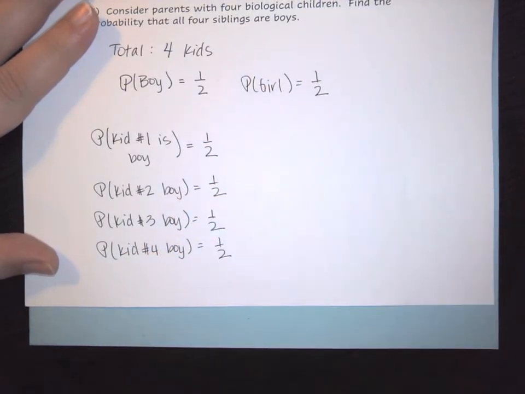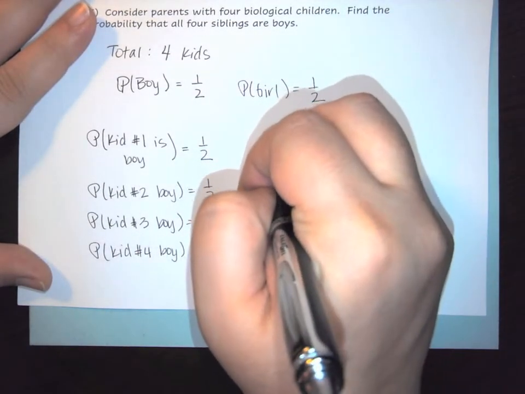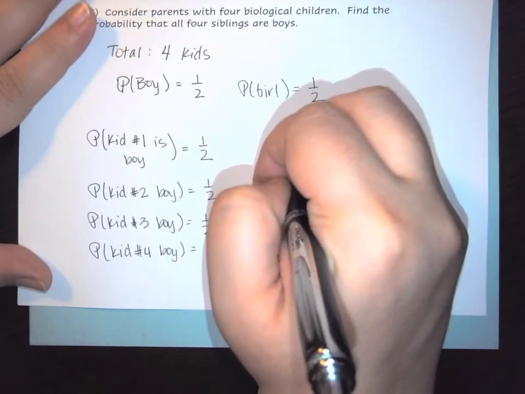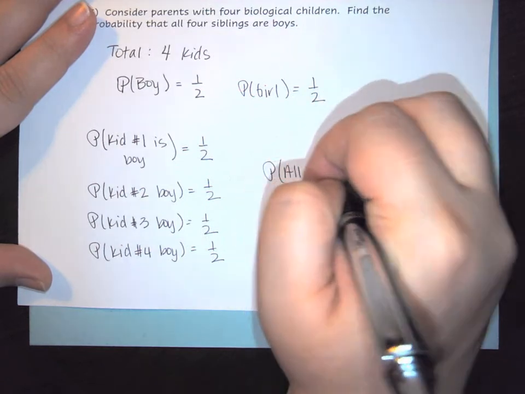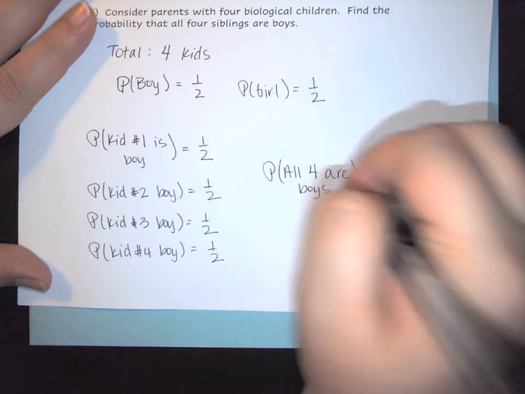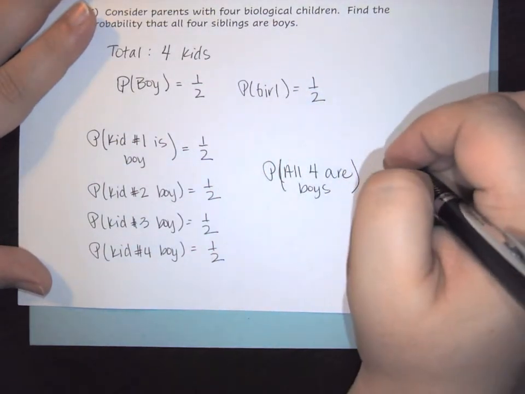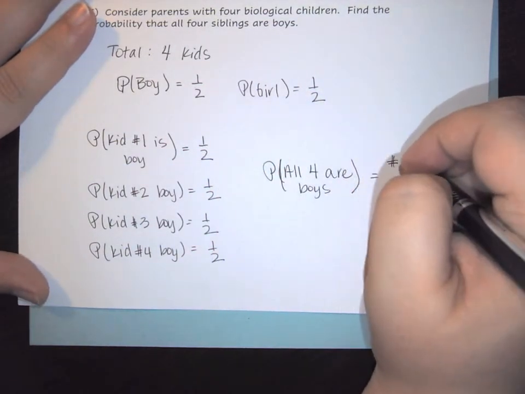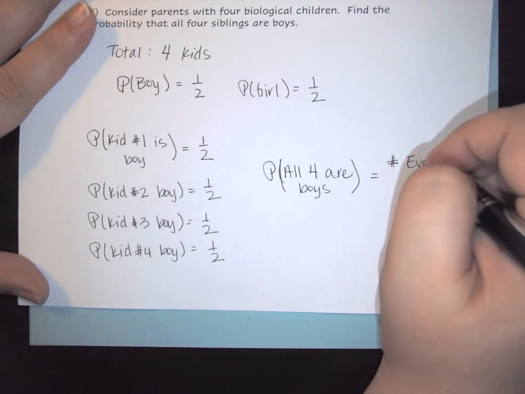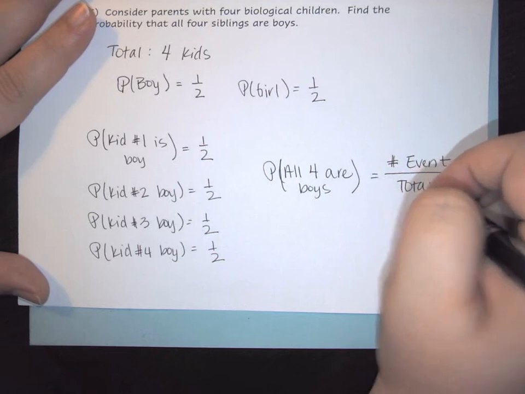So in this case, the probability that all 4 are boys is given by the number of the event over your total.